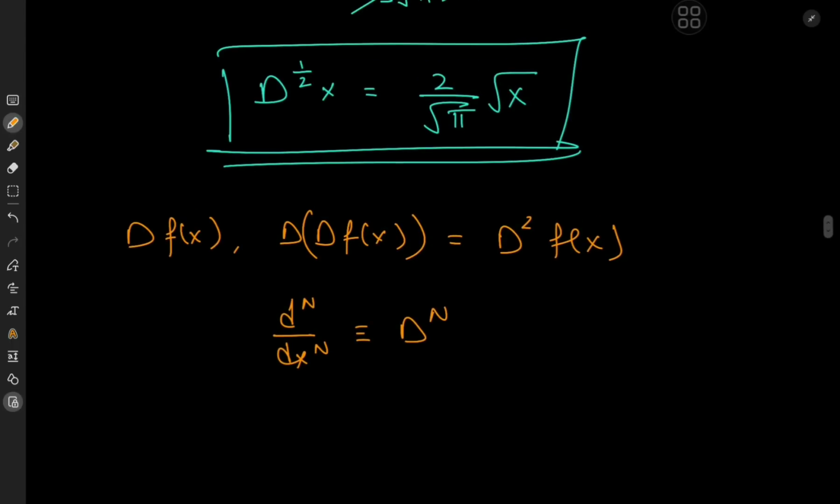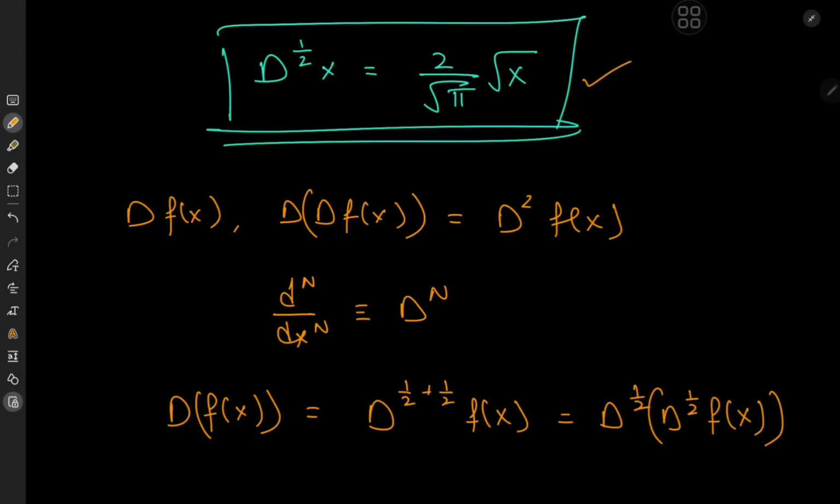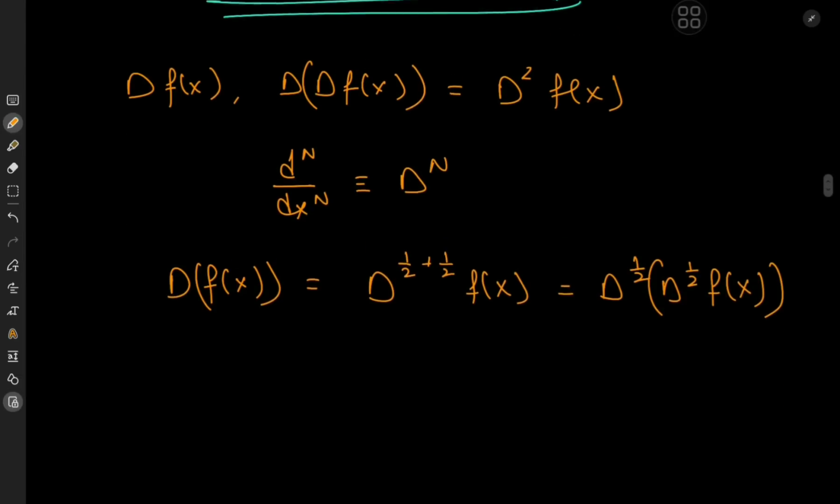So it would make sense if we extend this to say that the derivative of a function f of x, the derivative operator applied once, could be something like d to the 1/2 plus 1/2 applied to f of x. So we could say that this is the half derivative operator being applied twice. That means if we applied the half derivative operator twice, we just get the result that the ordinary derivative operator would give us. What we're trying to imply here is that if we applied the half derivative operator to the half derivative of x, we should get the derivative of x, which is 1. So let's test that out.